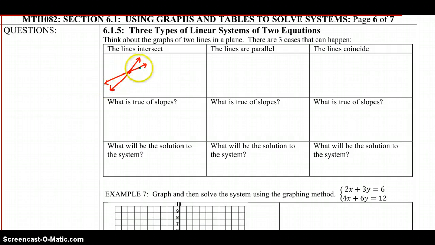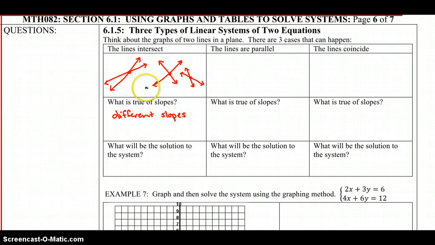Here we've got two lines where their slopes are both positive. We could have one that has a positive slope and one that has a negative slope, or we could have two lines that both have negative slopes. So in this case, when we've got two lines with different slopes, those two lines have to intersect somewhere.